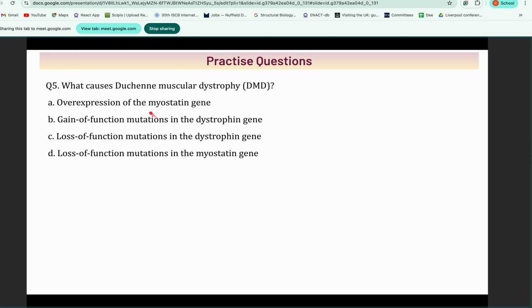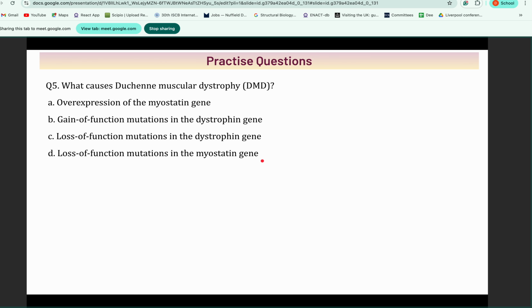Next question is, what causes Duchenne muscular dystrophy? Option A, overexpression of the myostatin gene. Option B, gain of function mutation in the dystrophin gene. Option C, loss of function mutations in the dystrophin gene. And option D is loss of function mutations in the myostatin gene.